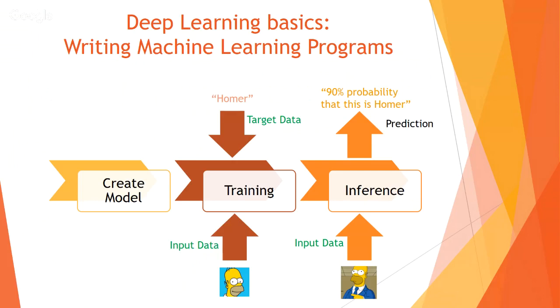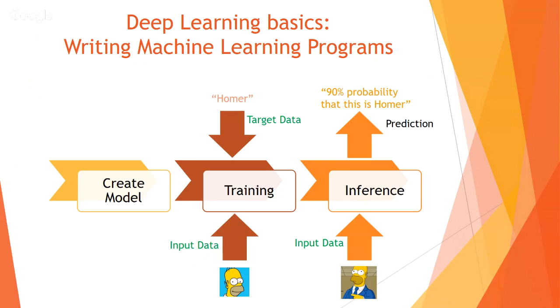For example, suppose we have a bunch of images of the Simpsons family, and you want to recognize the individual members. In machine learning, we take an image of, let's say, Homer, give it to the machine learning model, and tell the model that this is Homer. Then we go through a process called training, where the model adjusts itself to recognize Homer. So when we give another picture of Homer, the model will predict with some probability that this is Homer.